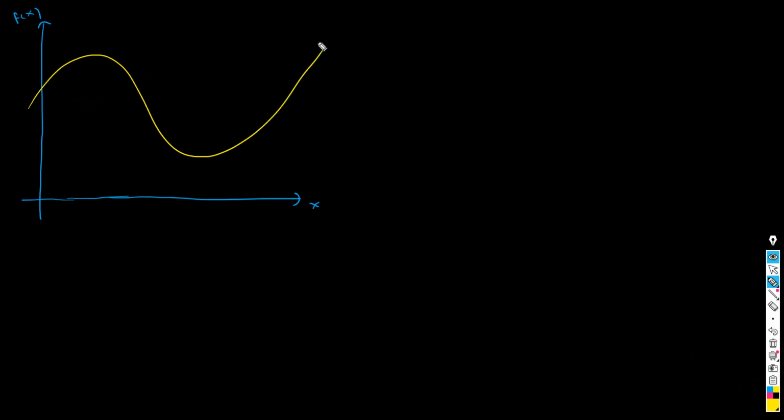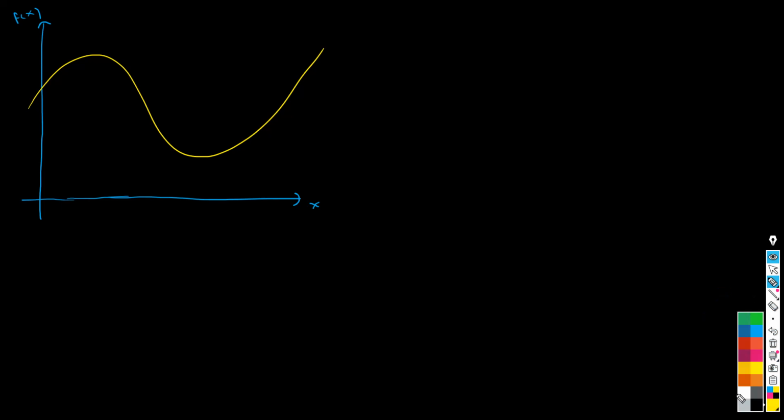I'm going to draw a Cartesian plane. This is my axis for x, and this is my axis for the values of the function. And I'm going to draw any function, whatever. I'm not really saying what function this is. It's just a function. What function is it? I don't care, because I'm talking in general terms.